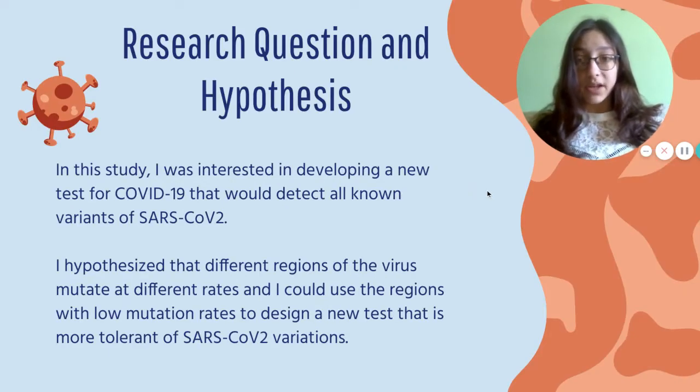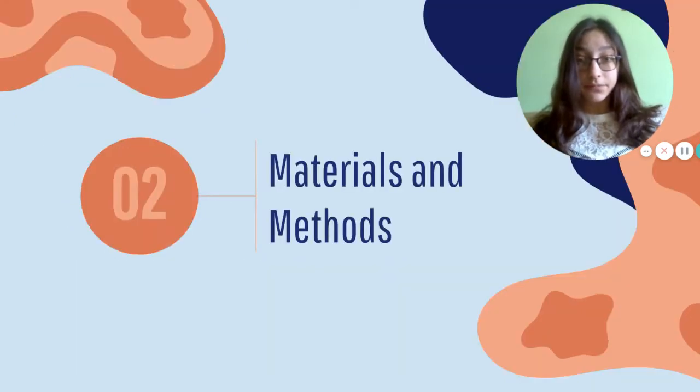Research question and hypothesis. In this study, I was interested in developing a new test for COVID-19 that would detect all known variants of SARS-CoV-2. I hypothesized that different regions of the virus mutate at different rates, and I could use the regions with low mutation rates to design a new test that is more tolerant of SARS-CoV-2 variants.